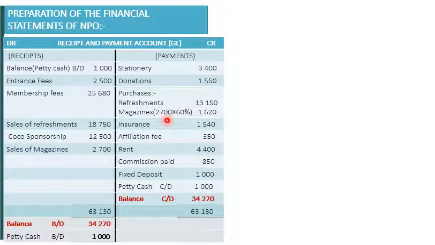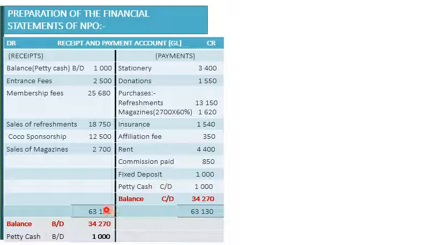1,620. Insurance paid, ignoring additional information, 1,540. Affiliation fee, 350. Rent paid, 4,400. Commission paid, 850. The fixed deposit made during the year, 1,000. Then show petty cash closing balance with the payments, 1,000.